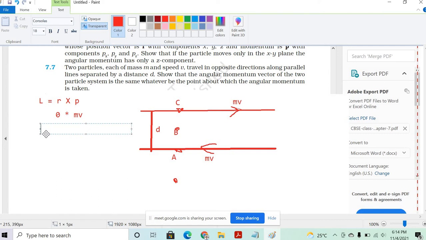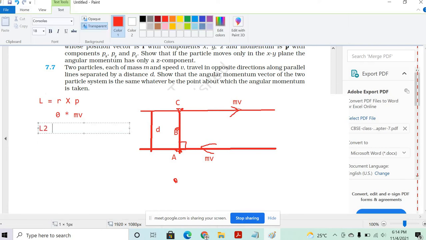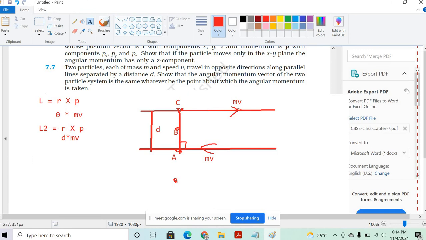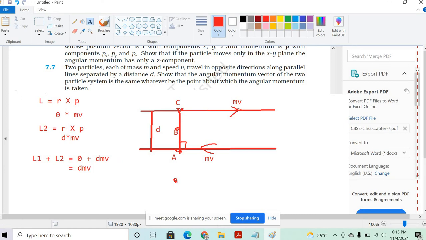Now the angular momentum for the second part is again r cross p. At point A, the perpendicular distance from the other line is d. So L2 equals r cross p, where r is d, so d into mv. The total angular momentum is L1 plus L2, which is 0 plus dmv. So we get dmv. That is case 1.